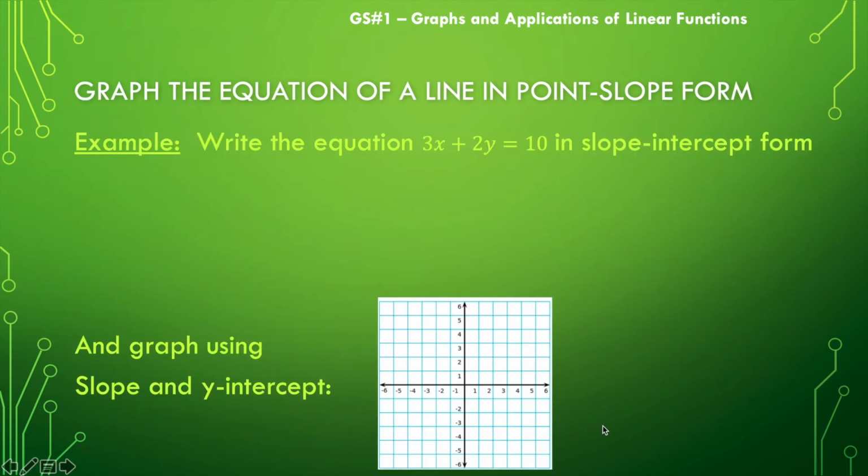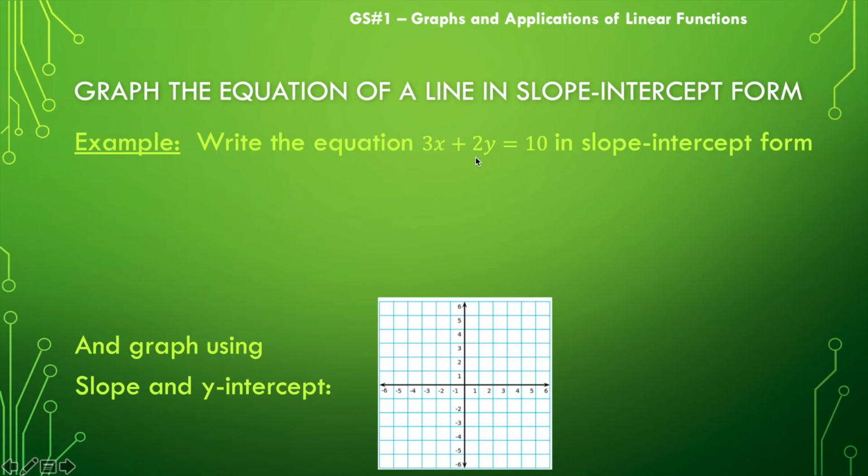Okay, let's move along. Graph the equation of a line in slope-intercept form. Okay, so that should be fairly easy. Let's start with this example. Write the equation 3x plus 2y equals 10 in slope-intercept form. Now remember, slope-intercept form is y equals mx plus b. So I want to isolate this y. I want to first move the 3x to the other side and then divide everything by 2.